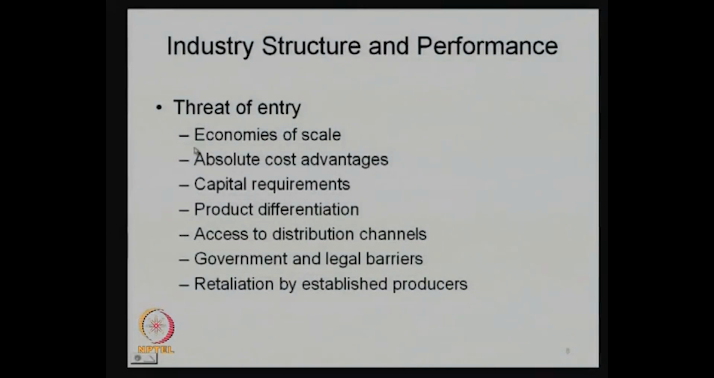Now, one has to see what is the threat that the players in this industry face from outside players who would like to enter this market. The threat may be very high, the threat may be low for that matter, depending on different things like this. So, the first thing that we talk about in threat of entry, how big the threat is, is something called economies of scale.